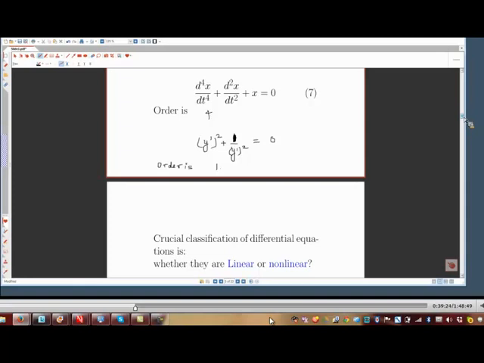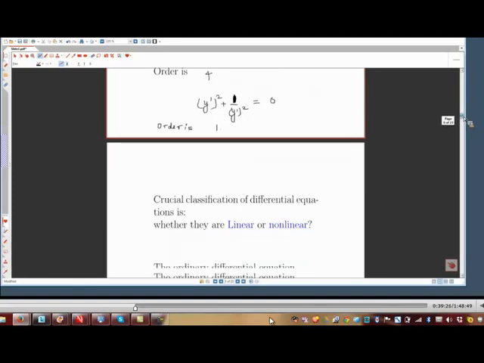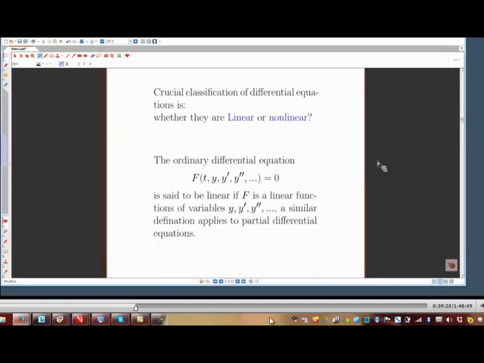Now, after the order, what is the next classification of a differential equation? It's very important to understand when we call them linear and when we call them non-linear. So how can we differentiate between them, whether it's linear or non-linear?